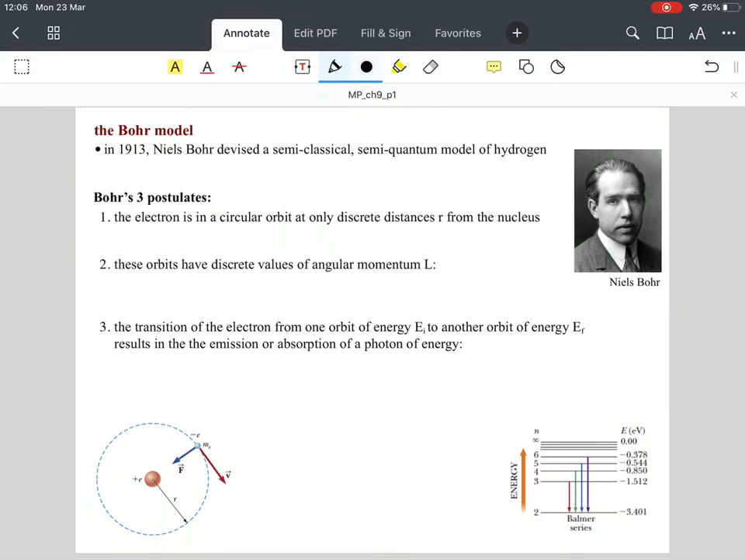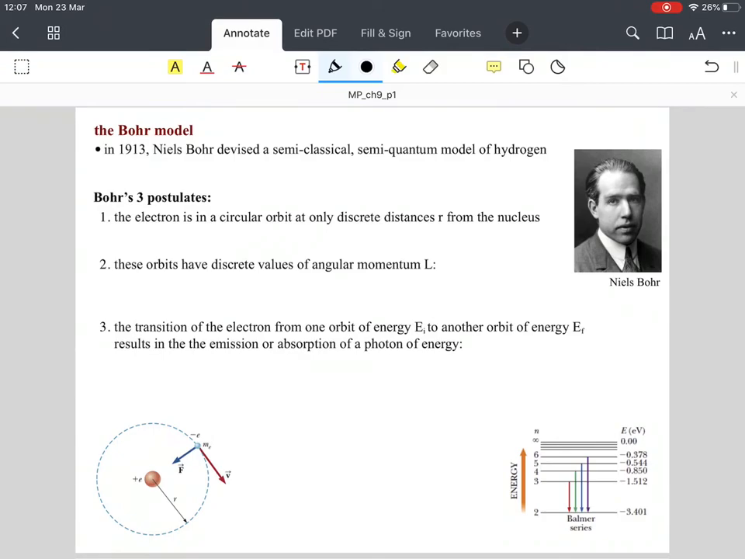And Niels Bohr came up with a model that worked. It worked at least for describing that equation. And he had 3 postulates, so this is what the model is based on. One is that the electron is in a circular orbit, and the important thing is that the radius, the distance of this electron from the nucleus, is only at certain values that are discrete. You can't have a continuous range in the radius.